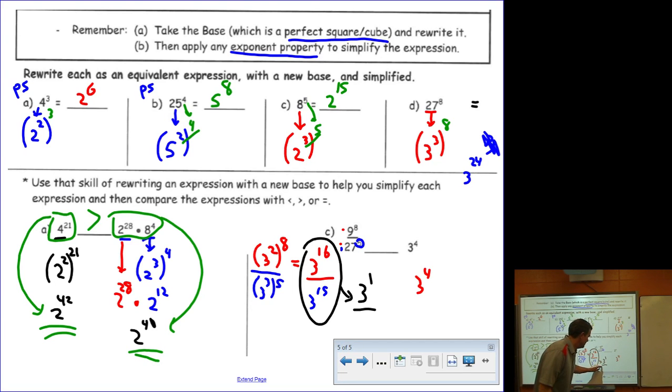So now it's obvious which one's bigger. 3 to the 4th is bigger than 3 to the 1st, and I would have that.